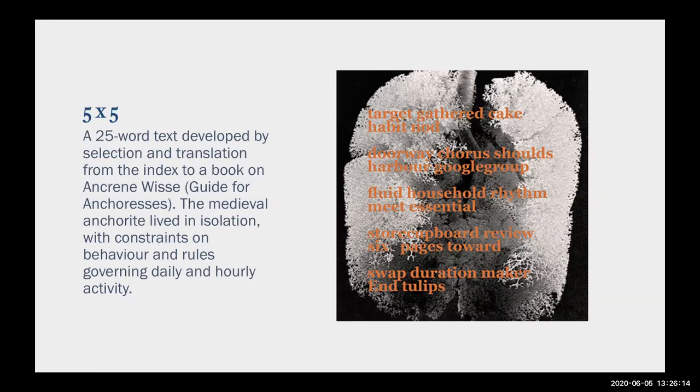And then the text which sits over it comes from, or was edited from, the index to a commentary on the Ancrene Wisse. And the Ancrene Wisse is a 12th century English medieval guidebook for anchoresses. So how to live life in isolation, how to behave, how to order your day, and very, very detailed practical and spiritual guidelines on every moment, waking and sleeping, for the hermit or anchoress who was living in their isolated chamber.